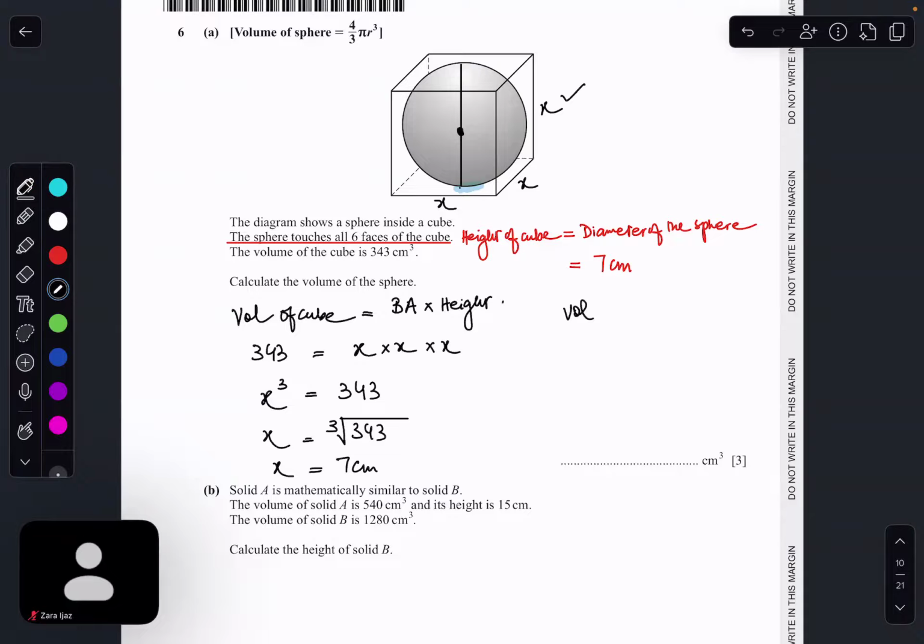So I can use the formula volume is equal to 4 by 3 pi r cube. R over here is half of the diameter, 3.5. So I'm going to use 4 by 3 times pi times 3.5 cube. So what do we get? Work it out. 179.6.